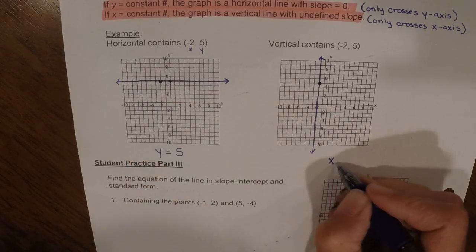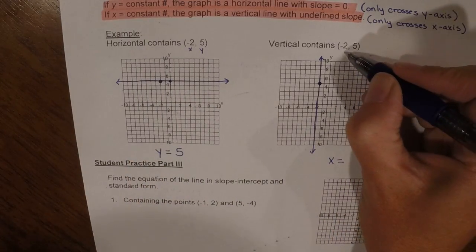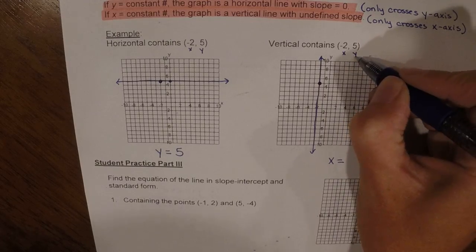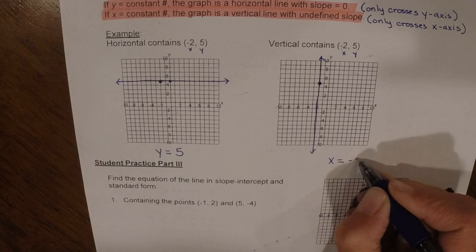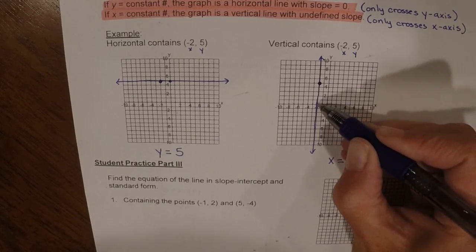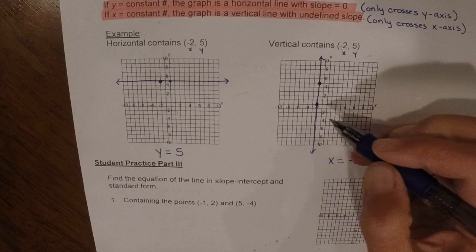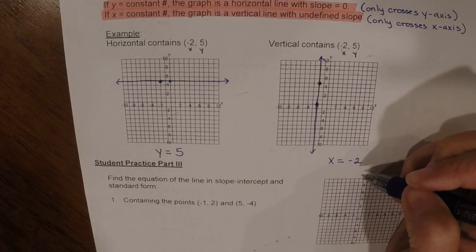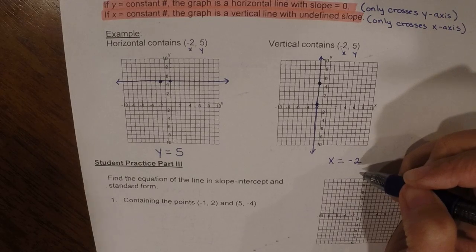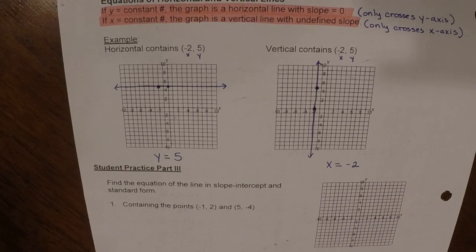So this is x equals, and then again, if I look at my point, here's x, here's y, the x value is negative 2. Well, if I look, that is where it crosses the x-axis, at negative 2. And that's it. Again, there's no standard form, there's no slope-intercept form, it's just x equals negative 2. So you try the 3 at the bottom. Good luck.